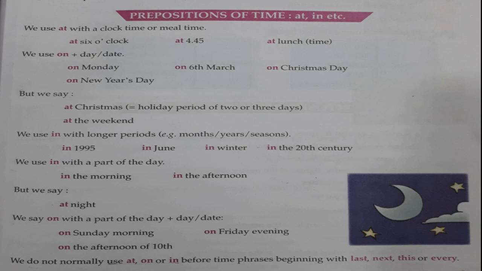Moving ahead, we say on with a part of the day or day and date. Say on Sunday morning, on Friday evening, or we say on the afternoon of 10. So here we use the word afternoon showing a part of the day as well as the date. The date plus day. Both day and date have been used.